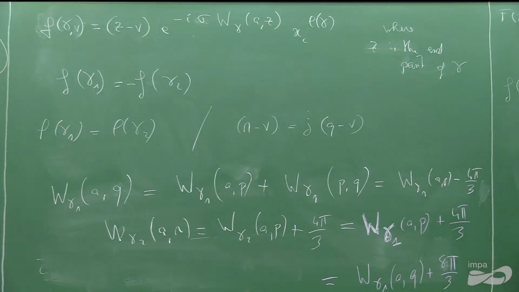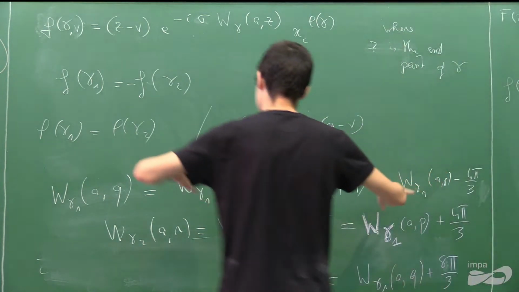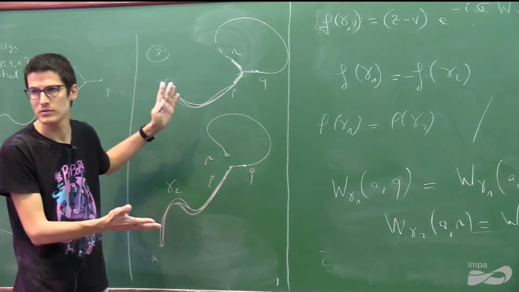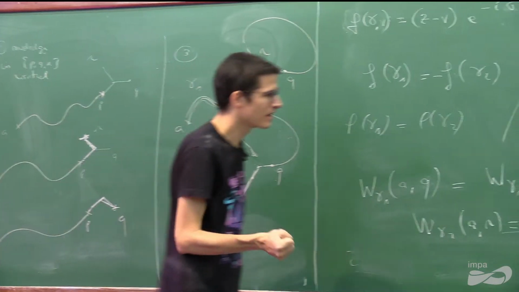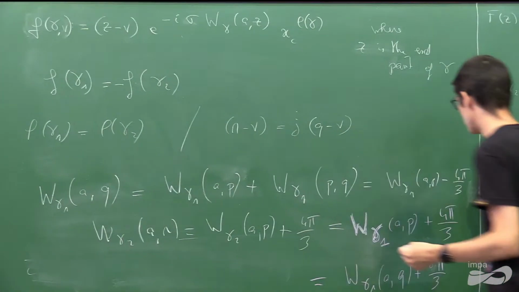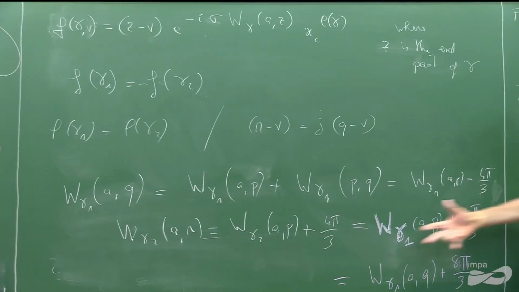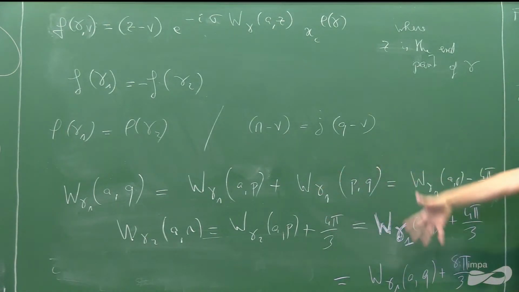Okay, so these two things, the first two parts of the path, are the same, so they have the same winding numbers. The second part, they don't give the same contribution, but you know exactly what the contribution is. So therefore, you know that the difference between the two winding numbers is 8 pi over 3.